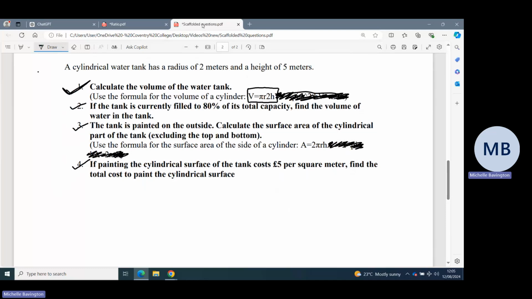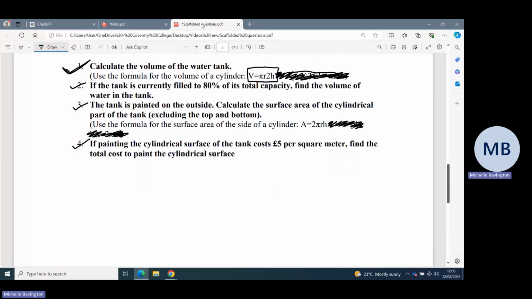I would like you to have a go at this first. So you may have to stop the video, watch the one on cylinders, and then go back. But pause the video. I'm going to obviously go over the answer with you, and then you can check your answer. So here we go. Pause the video. Here comes your answer. Calculate the volume of the water tank. So that.